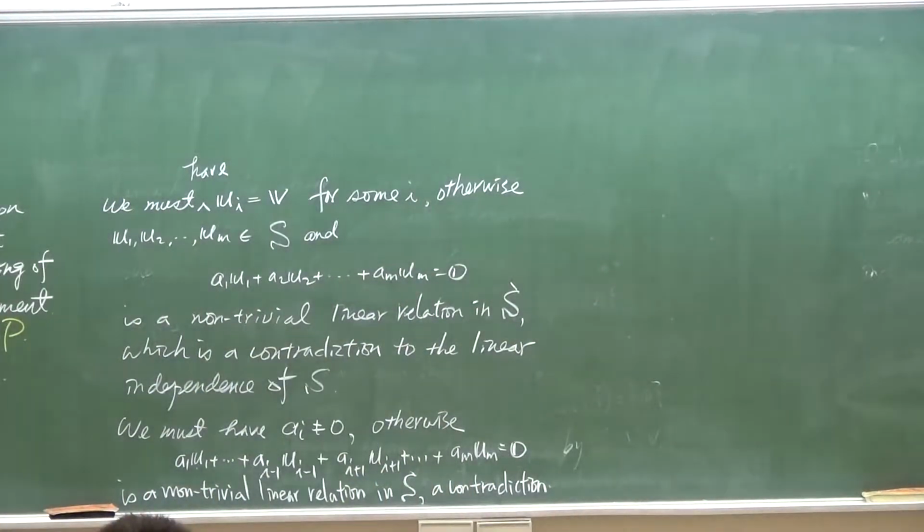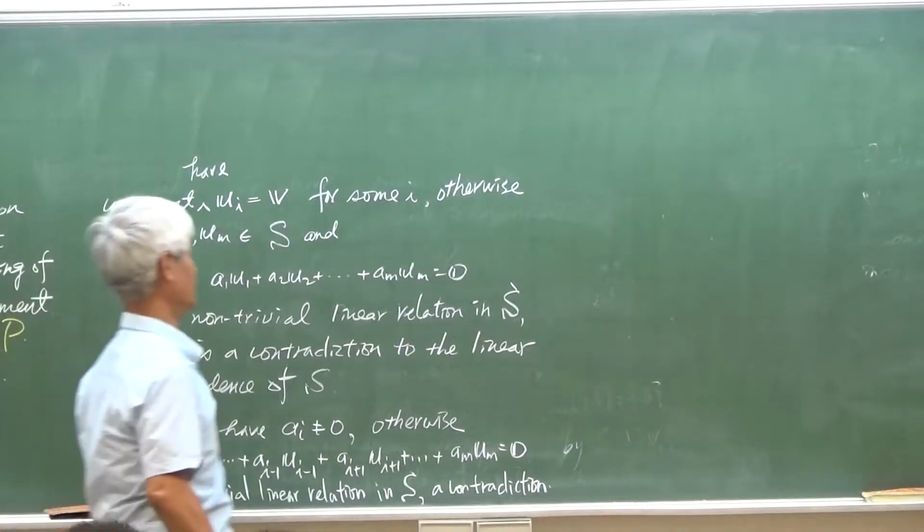Because when we say S is linearly independent, it means that we don't have any non-trivial linear relations in S. That's the definition. You shouldn't have any non-trivial linear relations, because once you have a non-trivial linear relation in S, then S is linearly dependent. So you can't have any non-trivial linear relations. That's the definition.